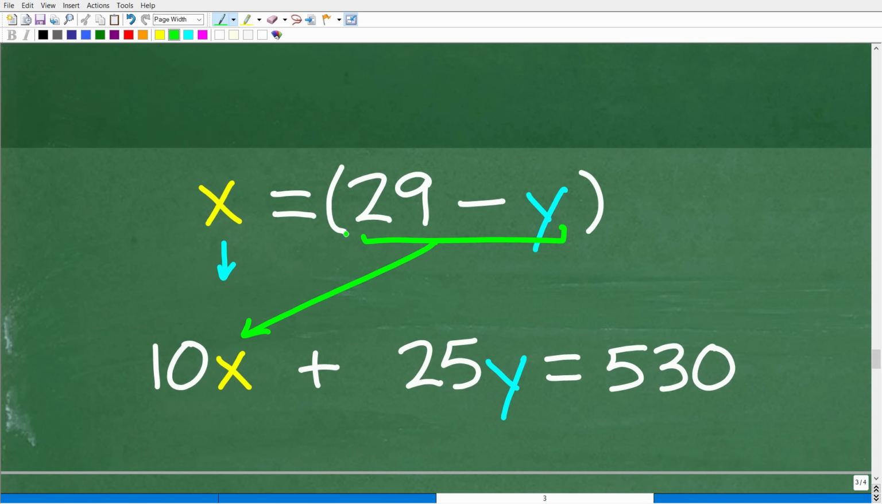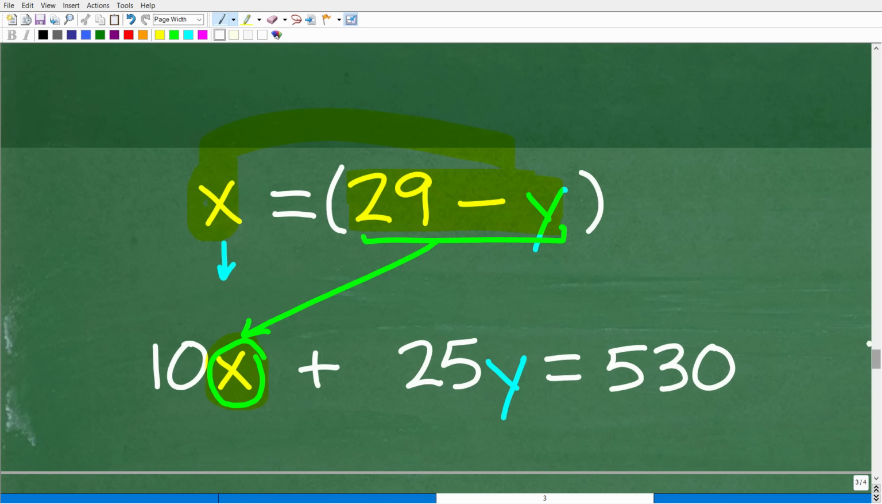So if x is equal to parentheses 29 minus y in parentheses, well, the other equation that we have, 10x plus 25y is equal to 530, I can replace this x, right? So I can replace this x with this stuff right here, 29 minus y, because x is the same thing as 29 minus y. We just equated the two right now. So we're going to replace this x with the parentheses with 29 minus y.